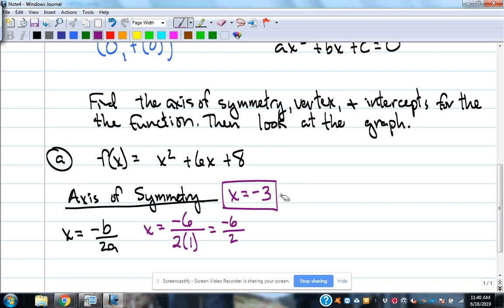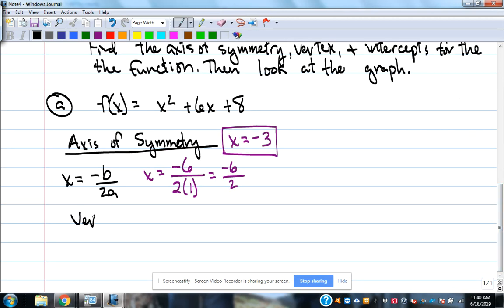It is not just the number negative 3. Okay? Axis of symmetry is always an equation of a line, x equals negative 3. Always that equation. So be careful of that. All right? Now, because I found the axis of symmetry, I get the vertex, I get half of it for free. I know that the x value of the vertex is negative 3. So maybe I'm going to put that in blue there. Negative 3. I've just got to find the y value of the vertex.